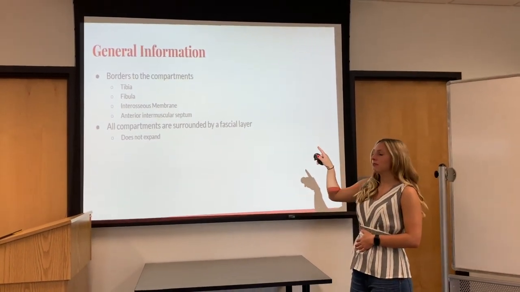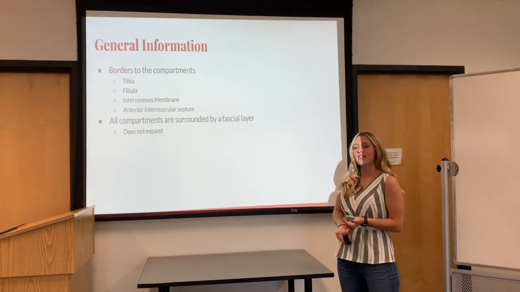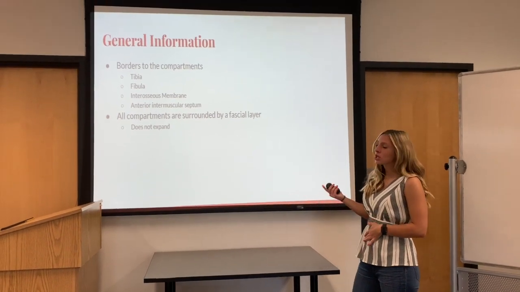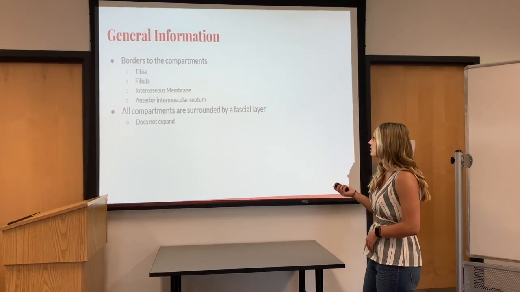Some general information as well about the compartments and how they're split. There are borders of the compartments. It's the tibia, the fibula, the interosseous membrane, and the anterior intermuscular septum. Also, each compartment is surrounded by a fascial layer, and that does not expand.